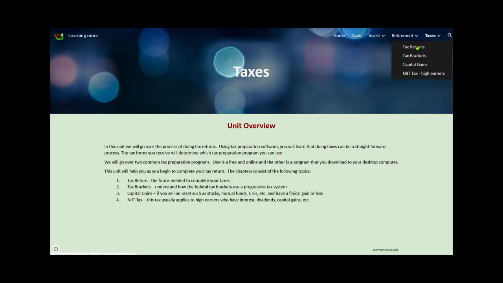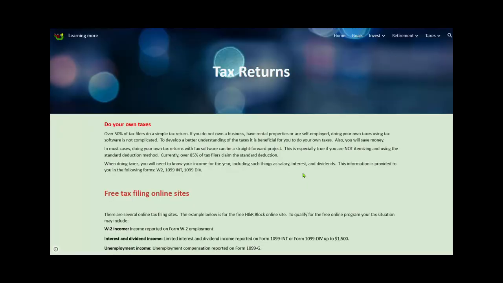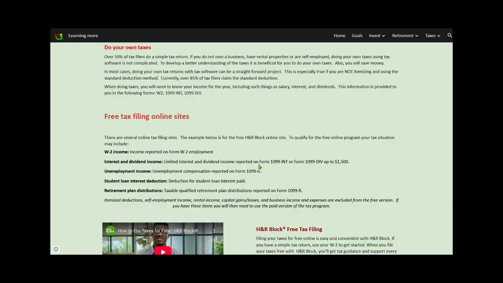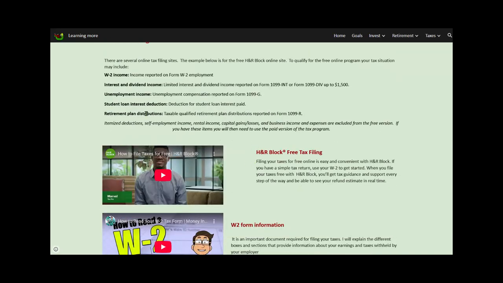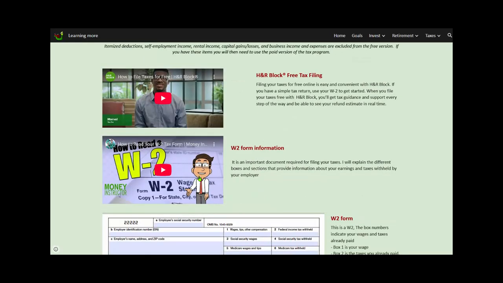So first thing we will explore is actually doing tax returns. And tax returns is not a very complicated thing. If you have good tax software programs, the majority of us could do them ourselves. And this particular site will go over what forms we will get that contains our tax information, like W-2 forms and 1099s and so on. And we have videos here to help you gain a deeper understanding of the tax process and doing tax returns.